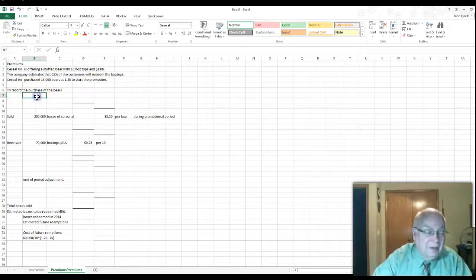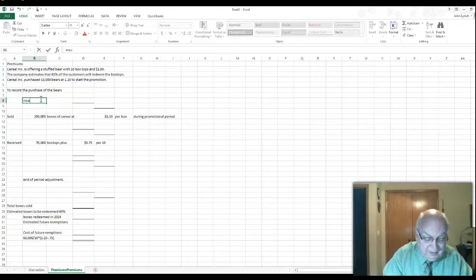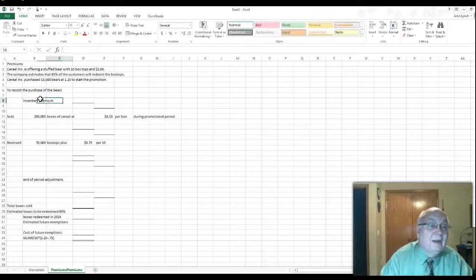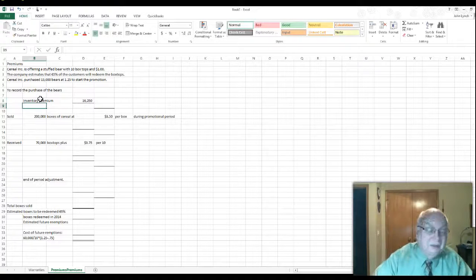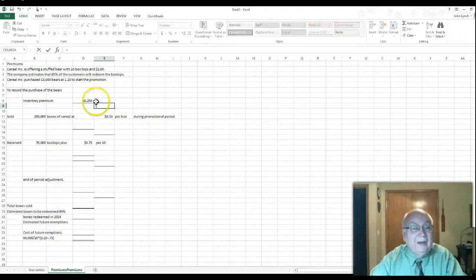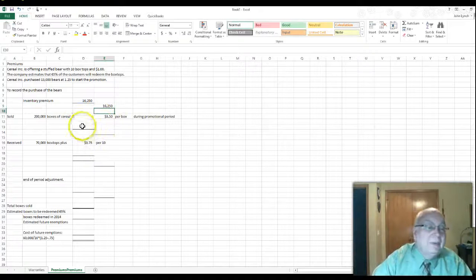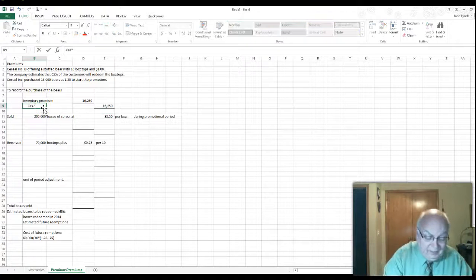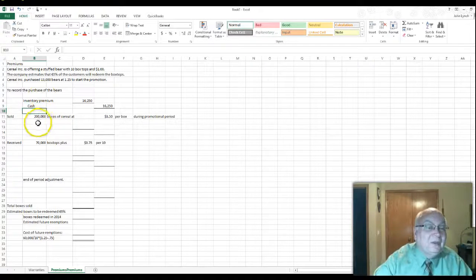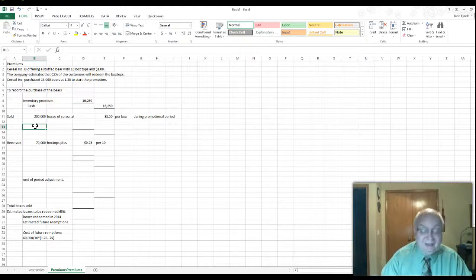Okay, to record the purchase of the bears, we would have inventory premium. And that will be equal to the 13,000 bears times the $1.25, or $16,250. I just put the lines here so I know where to put my entries. Got to have a credit, and the credit will be cash, because we probably have to pay cash for it.